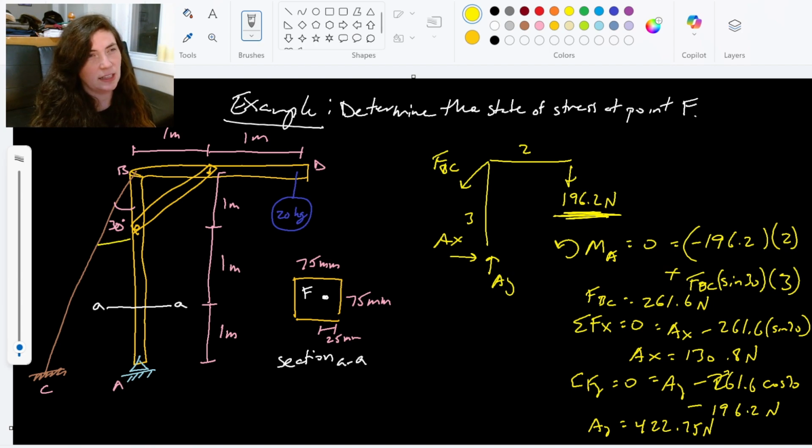I know I kind of sped through that, but I'm really hoping that by this point you're pretty comfortable with statics, that all of that was really straightforward. So I'm hoping that's where we're at with statics right now, and I can just jump into the next portion, which is making that cut.